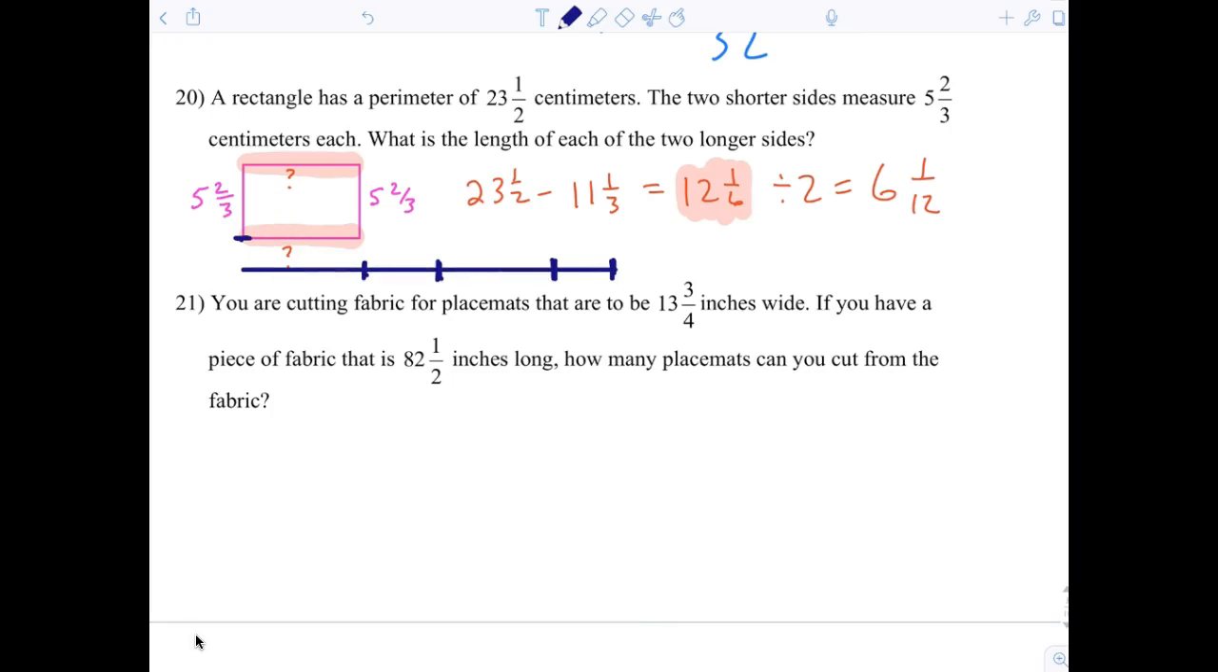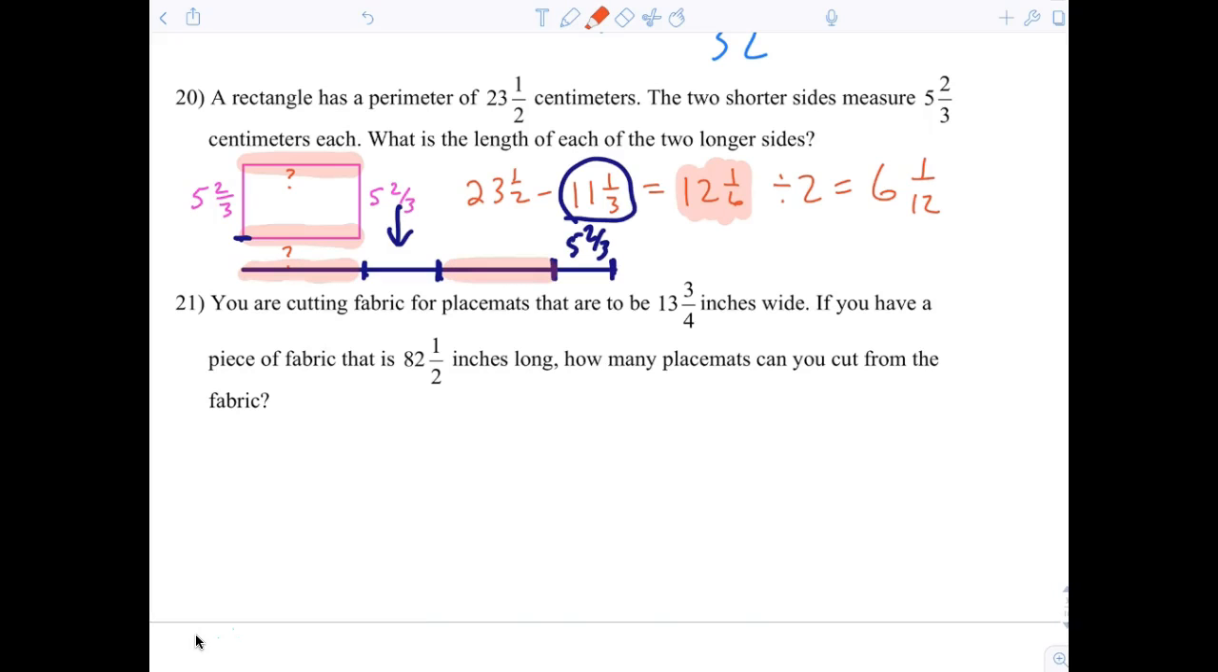Now that represents the perimeter of the rectangle. Do you see that? Now what I'm trying to show you is this is 5 2/3, and this right here is 5 2/3. Do you agree with me? So when I added those up, they were what? There was a total of 11 1/3, right? So now I had this much left.